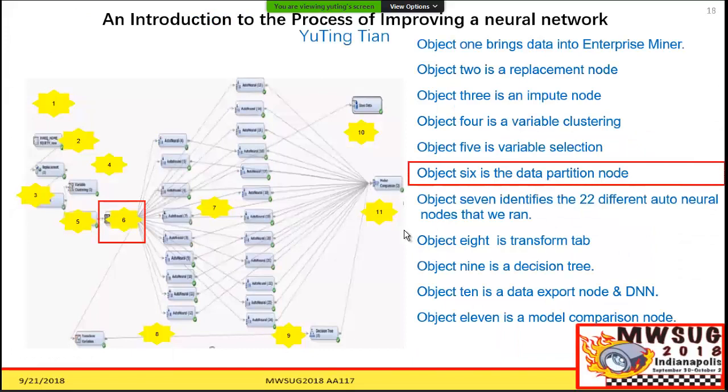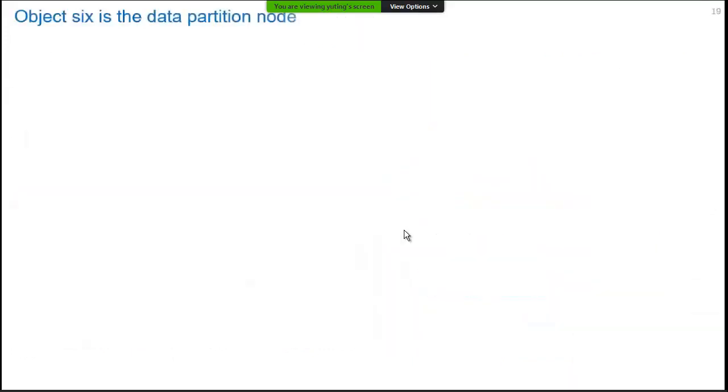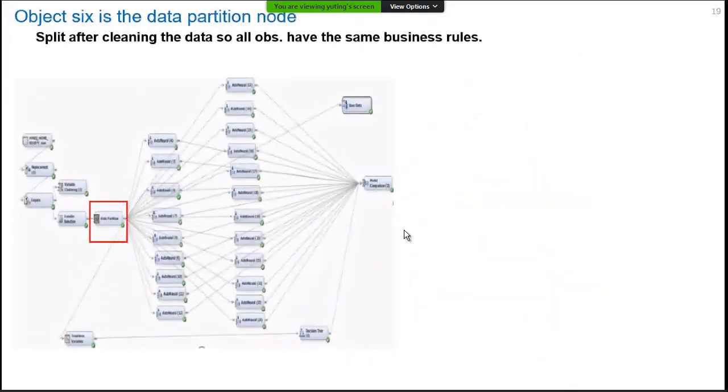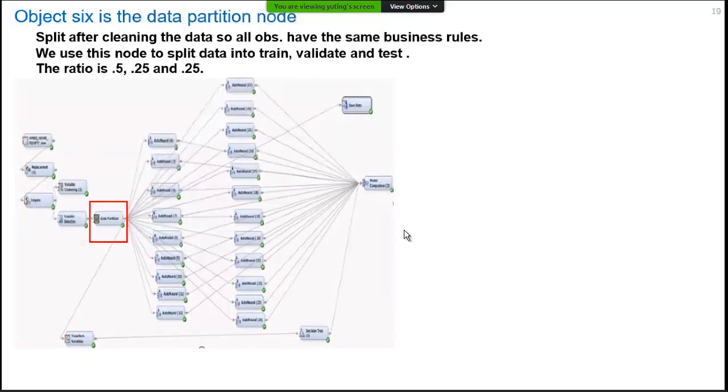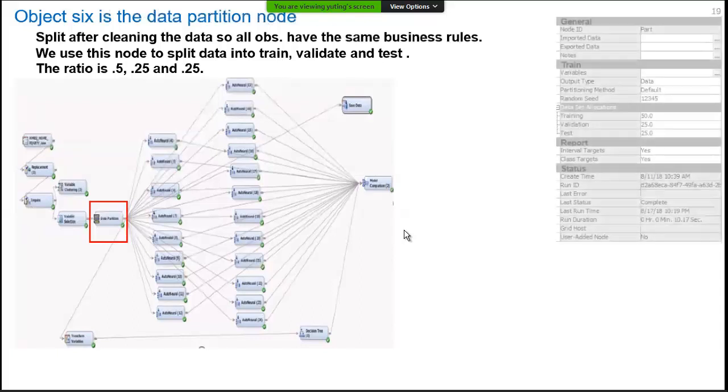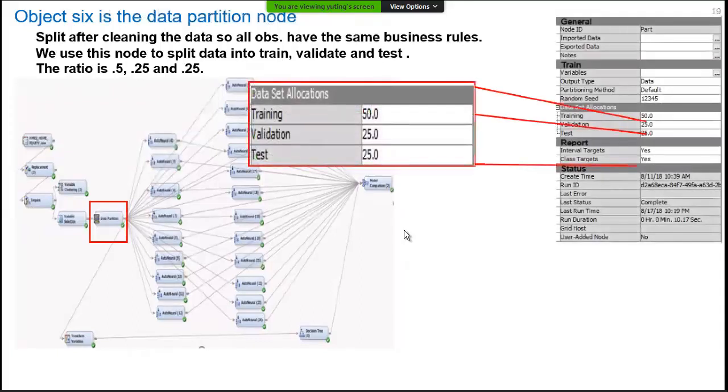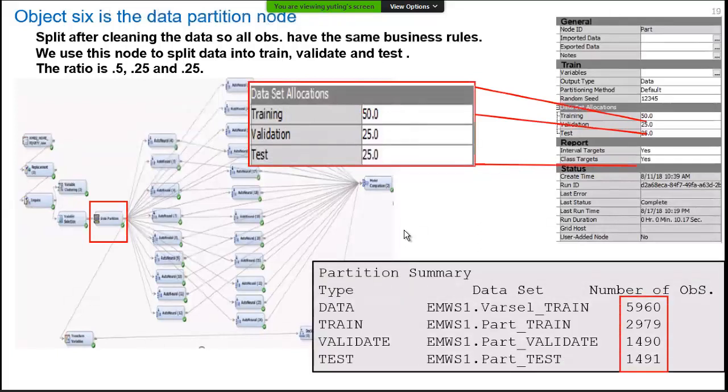Now let's go to the 6th, the data partition node. For the data partition node, we split after cleaning the data, so all observations have the same business rules. We use this node to split data into train, validate, and test. The ratio is 0.5, 0.25, and 0.25. This is our data set allocation. This is the partition summary table.